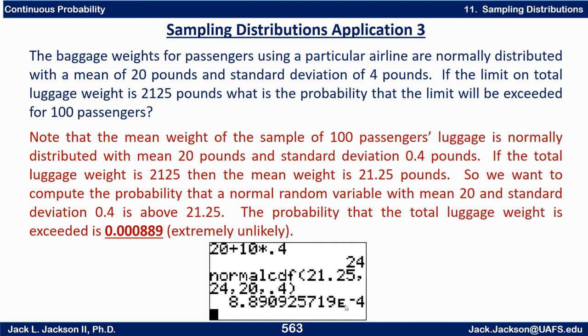Here, don't forget the e negative 4, which means times 10 to the negative 4, which means we need to move this decimal place 4 places to the left. It crosses over the 8 once, and then there's the crossover of 3 zeros, which puts it right here at 0.000889. So that's pretty small. So it's extremely unlikely that they're going to be overweight, assuming the statements they make here are true.